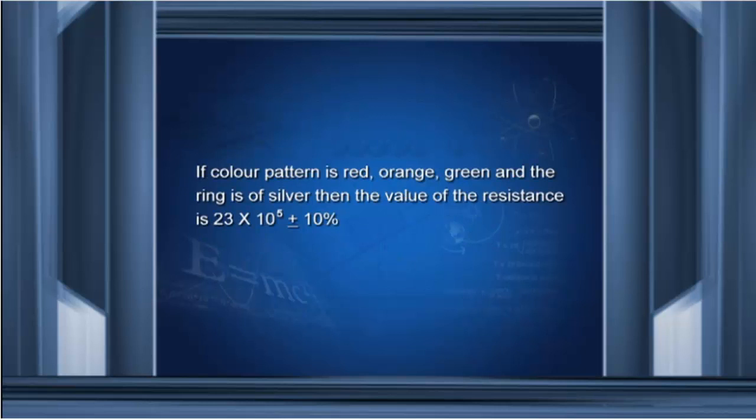If we have a color pattern in a carbon resistor like red, orange, green, and the ring is of silver, then value of the resistance is 23 into 10 to the power 5 plus minus 10%. Here 10% is the tolerance represented by the silver. Tolerance is also represented by golden, silver and no color. If the ring is of golden color, then the tolerance will be 5%. If it is by silver, then 10%. And if there is no color on the ring, then the tolerance will be 20%.